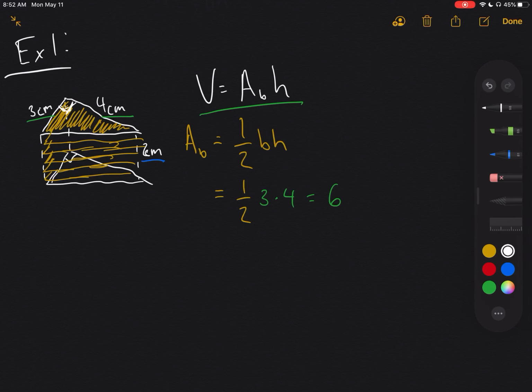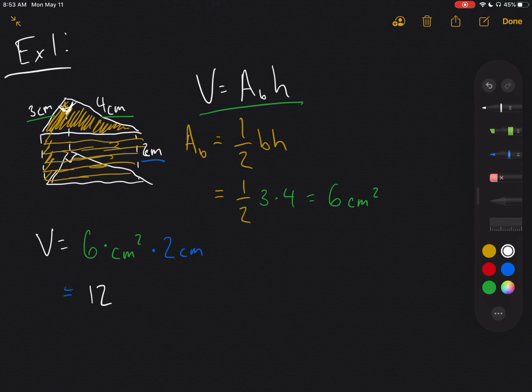So now I go back to my volume formula, which is the area of the base times the height, right? And I guess side note here before we do that, the area of the base is going to be centimeters squared. And then the height is 2 centimeters, right? That means that we've got 2 centimeters worth of these little 6 square centimeters triangles that we are layering on top of each other, right? So then I want to multiply those together. 6 times 2 is obviously 12.